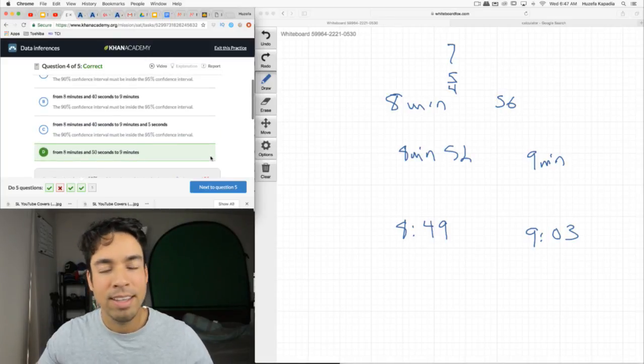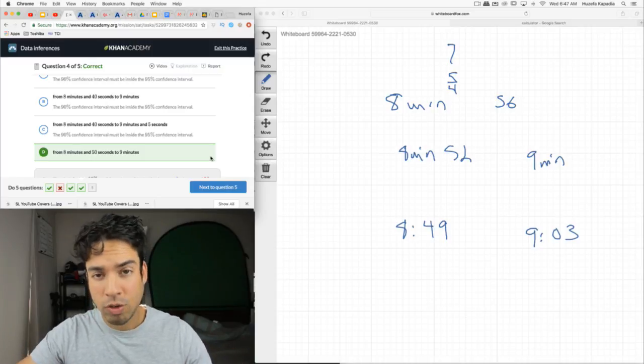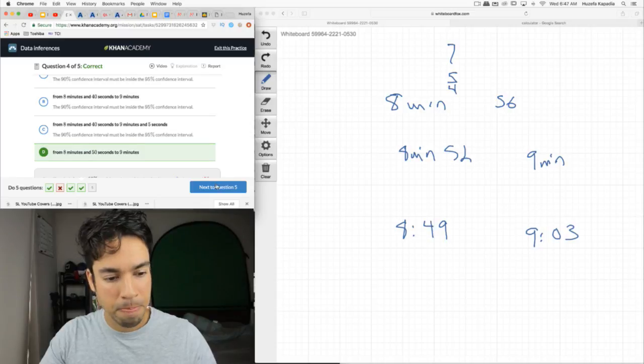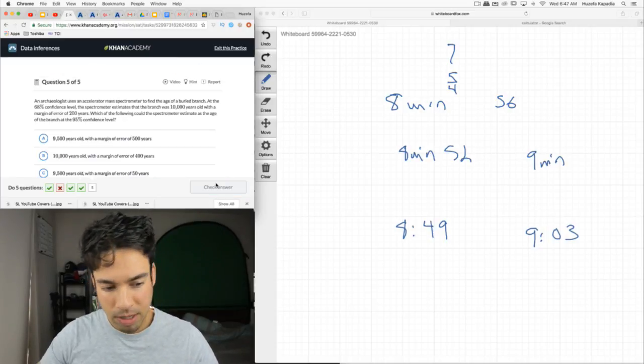Look, the bottom line is the confidence level gets lower. That means the margin of error is going to shrink. If the margin of error expands, the confidence level increases. So there you go. All right. Last but not least here.